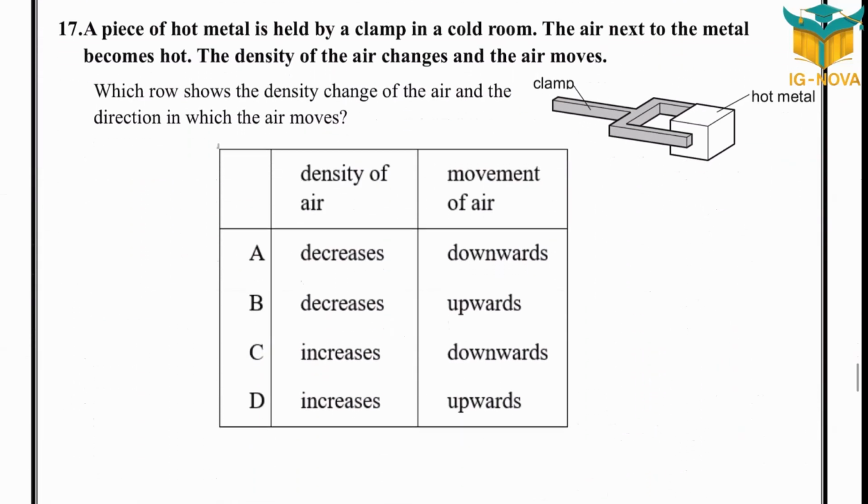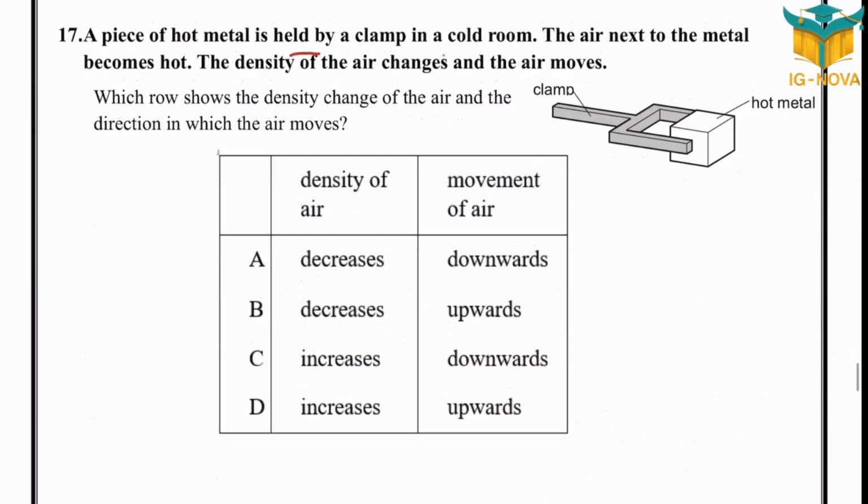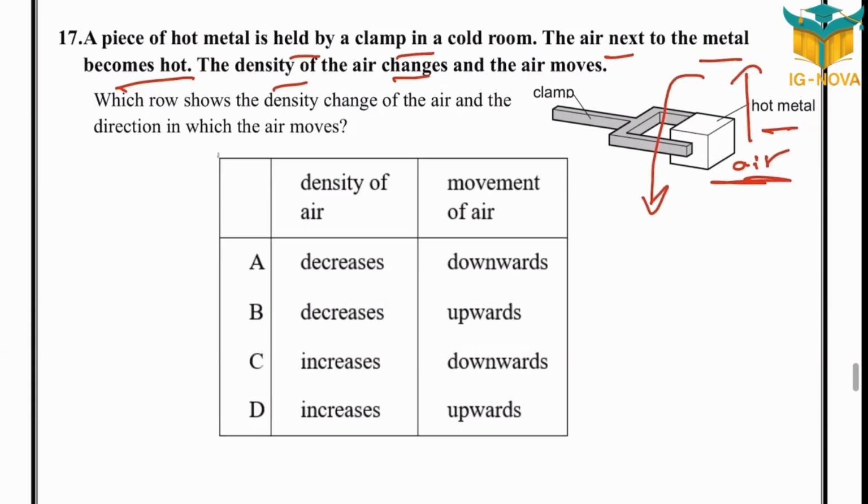Question 17. A piece of hot metal is held by a clamp in a cold room. The air next to the metal becomes hot. The density of the air changes as the air moves. With the hot metal, the surrounding air, when the air molecules are heated, the density decreases, so it moves up, and cold air moves down. Convection current. So the density of the air decreases, and as the density decreases, it moves upward.